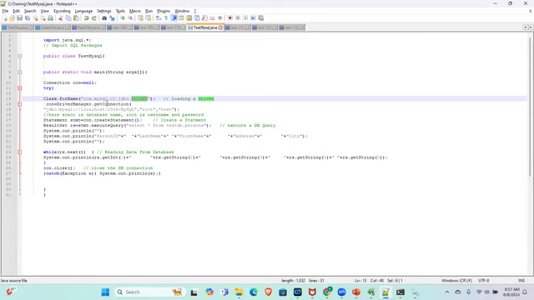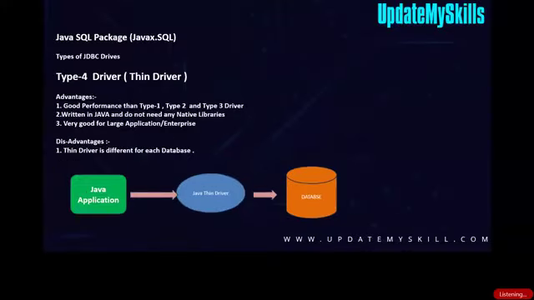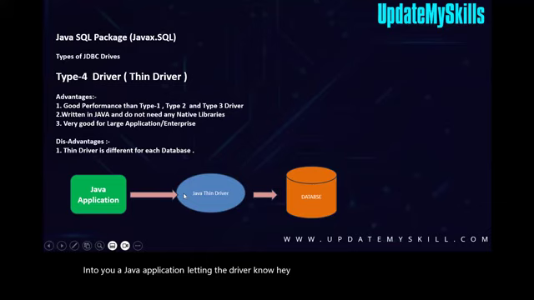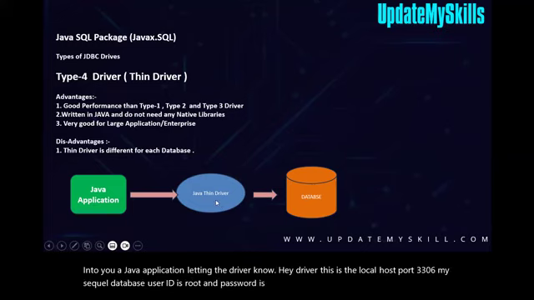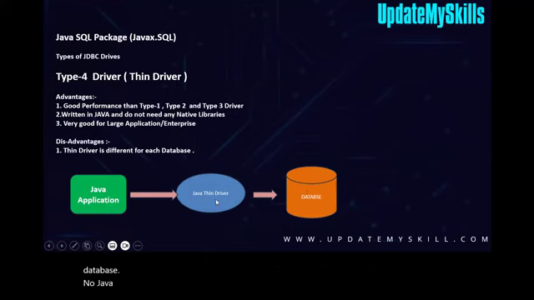You loaded this driver. So all I'm trying to do, here in the high level diagram which I have explained to you, is that the Java application lets the driver know: hey driver, this is localhost, port 3306, MySQL database, user ID is root and password is test. Then this driver tries to connect to this database. Now the Java application is connected to the driver, which is connected to the database.